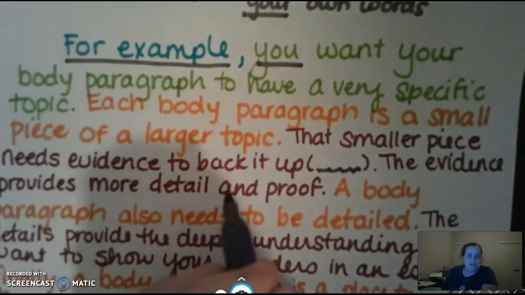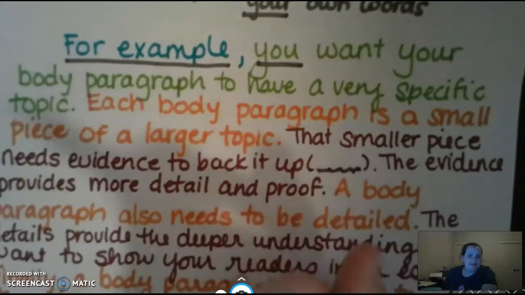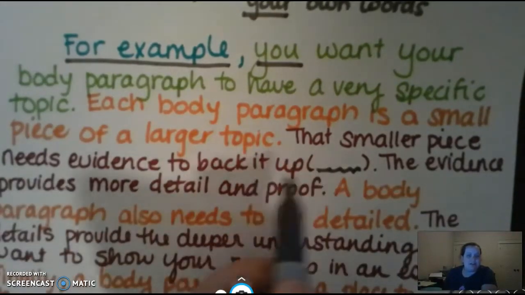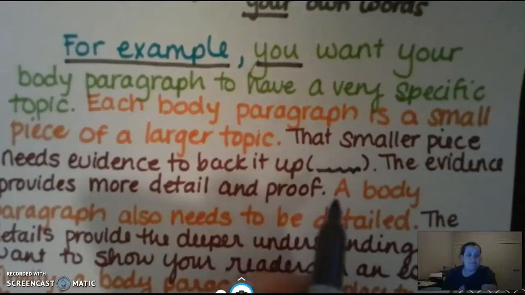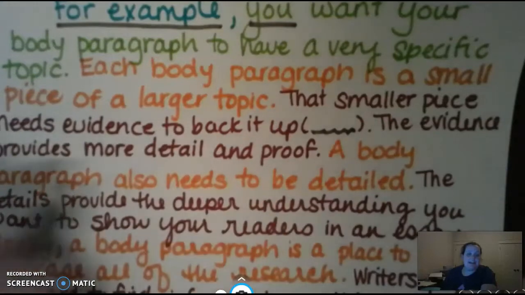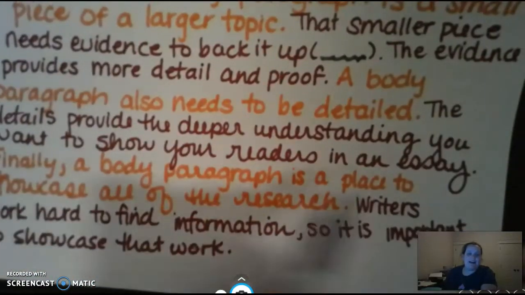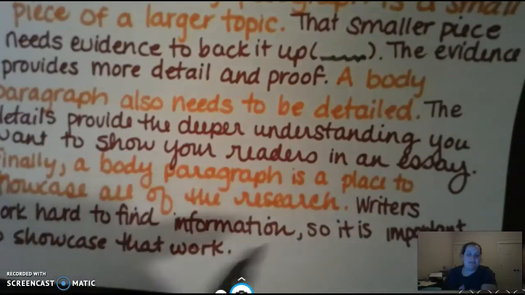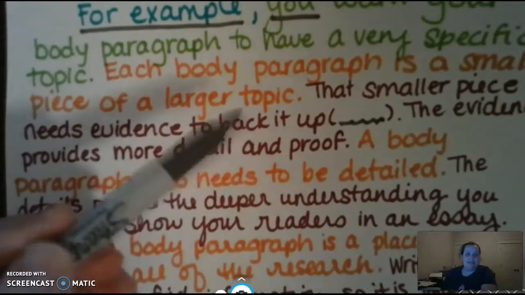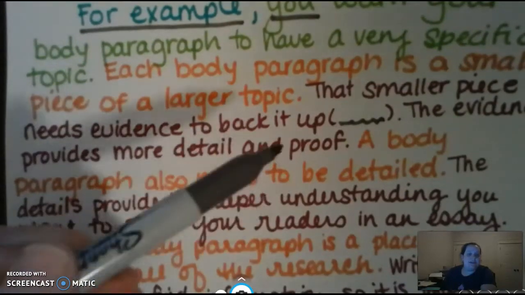So the smaller piece needs evidence to back it up. And so that was going to be my piece of evidence. And then the evidence provides more detail and proof. So I'm just kind of summarizing what that means in my essay. Okay, then I'm going to go to my next big idea, and then my supporting detail, and my last big idea, and my last supporting detail. Okay, so going back and forth between those big ideas and supporting details is a really easy way to format your paragraph.